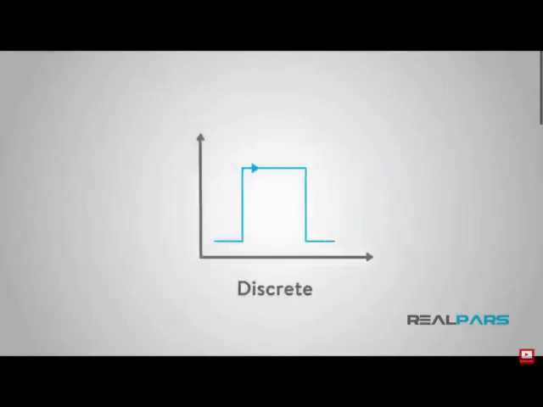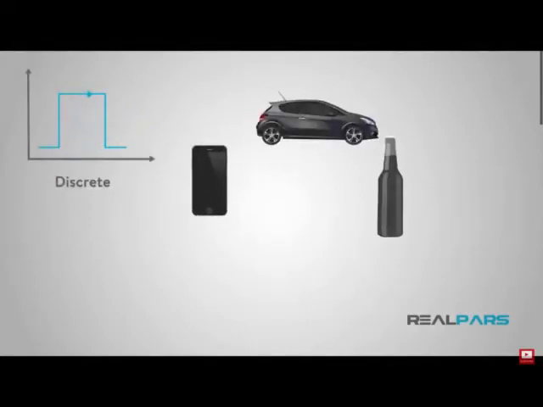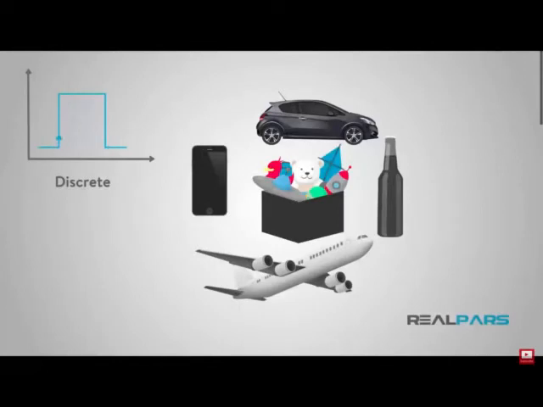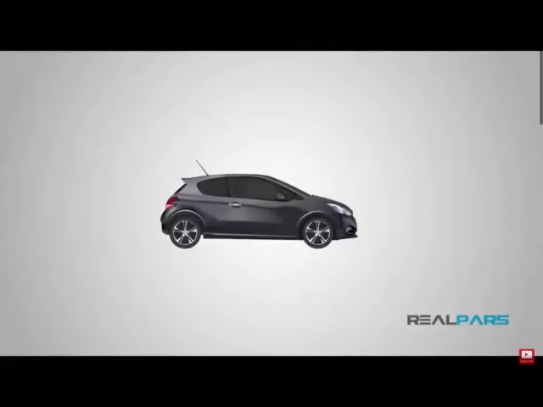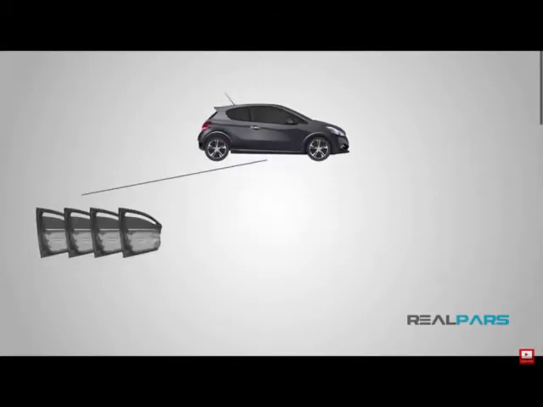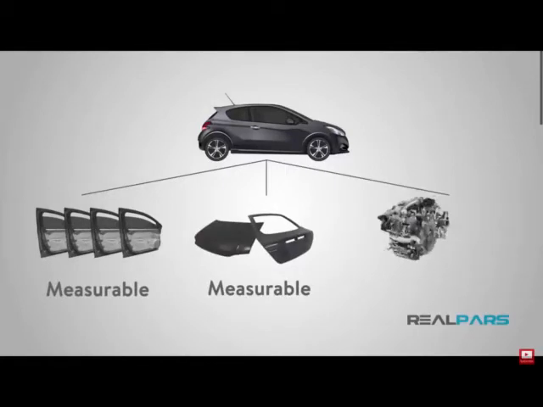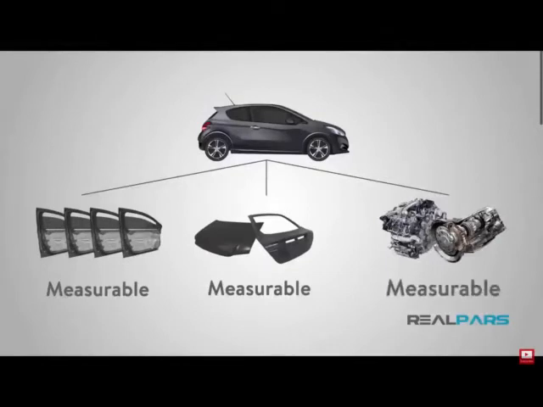So, to sum it all up, discrete automation is the production of parts that are of a quantifiable nature. That may include cell phones, soda bottles, automobiles, airplanes, toys, etc. As you know, an automobile contains many parts. The parts required for an automobile are also quantifiable in nature. A car requires 2 or 4 doors, measurable. 1 hood and 1 trunk, measurable. 1 engine and 1 transmission, again measurable.